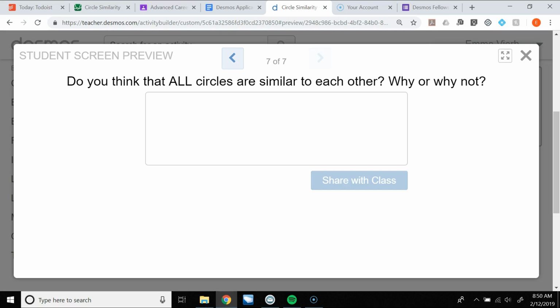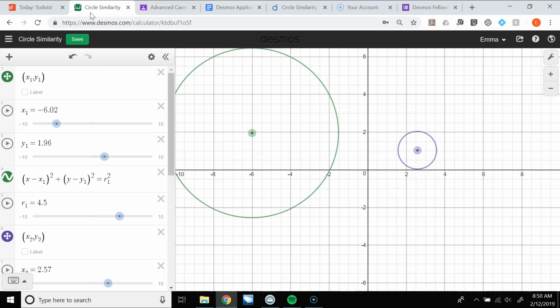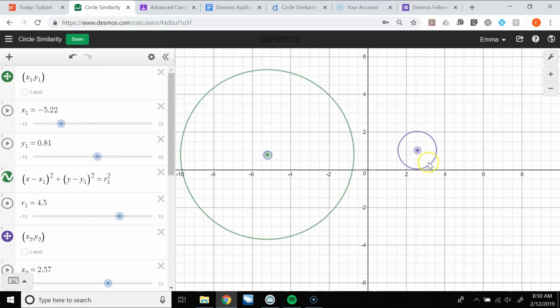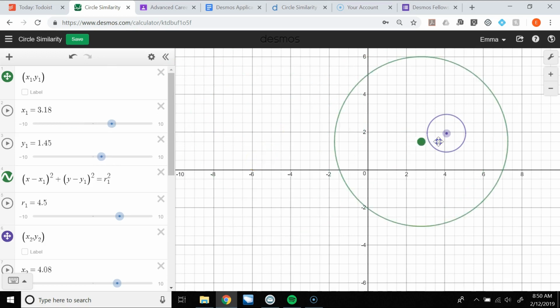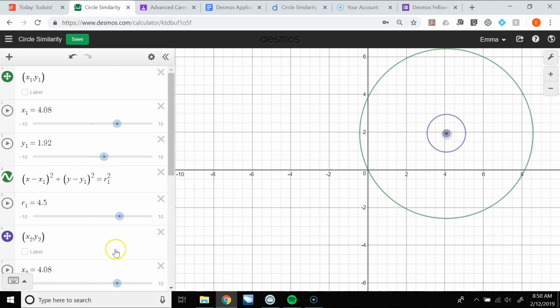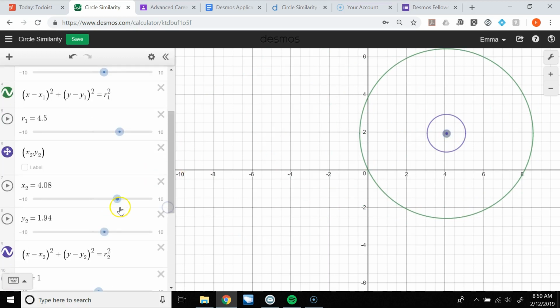So after we've had this discussion, I would pull up this graph that I've created. It's just two circles where you can change the radius and you can change the center of both of those circles. What I would want my students to do is explain to me how you would have to move the green circle so that it lands perfectly on top of the purple circle. So we would talk about how we could move the center and then how we could change the radius. And we've got the ability to do all those things down here.